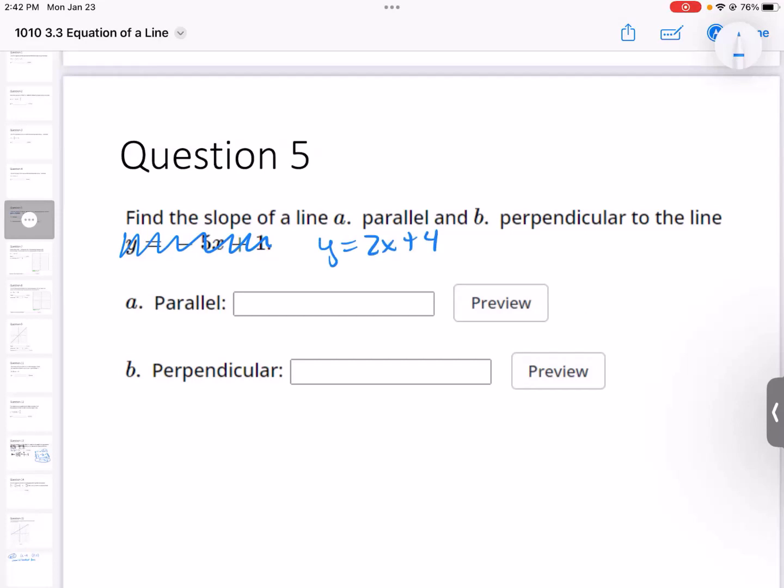So in this, for the line they gave you, what's the slope? 2. So the slope of the line they gave you is 2. If you want a line that's parallel to it, what does the slope have to be? They only asked for the slope of the line, they didn't ask for the equation of the line. So you literally just say it has to be 2. And then this one would be -1/2.